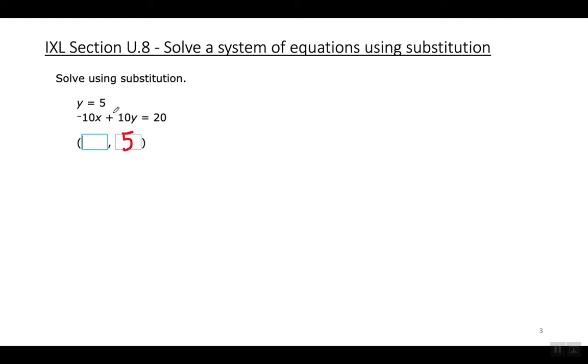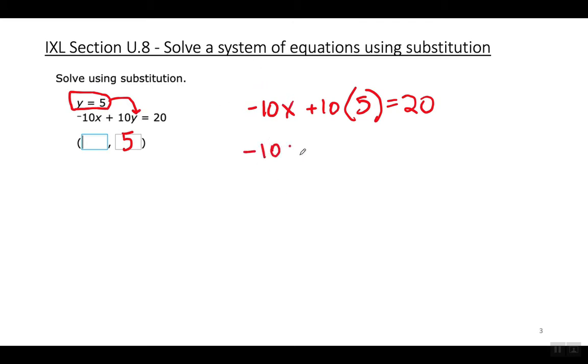Now I'm just going to substitute that. I'm going to plug this in right here in this equation, on the bottom equation. So negative 10x plus 10 parentheses 5 equals 20, and this allows me to solve for x. So I'm going to have negative 10x, 10 times 5 is 50, equals 20.